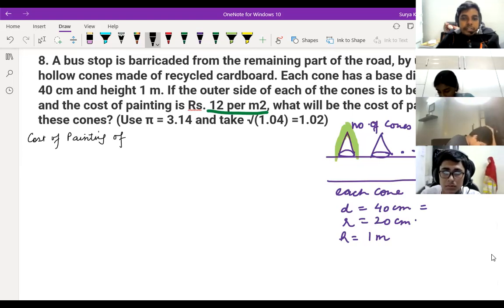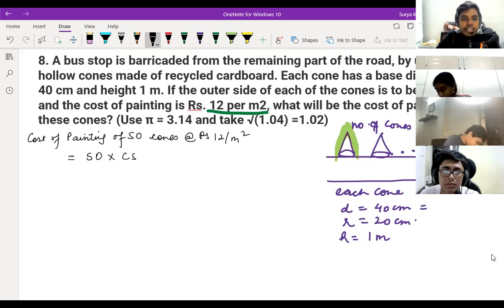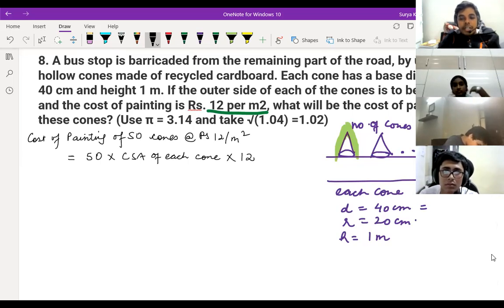painting of 50 cones at the rate of rupees 12 per meter square is equal to, right here, 50 into CSA of each cone multiply by 12. You are growing now, try to write in only one line. If you don't want to write, you can just go step by step. Both methods I'm teaching you, one step by step, and one in one line also. So 50 into CSA of cone is pi RL.